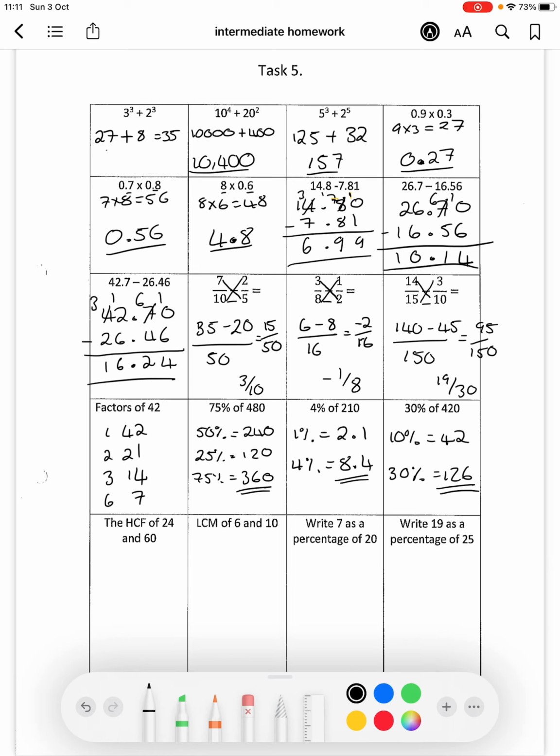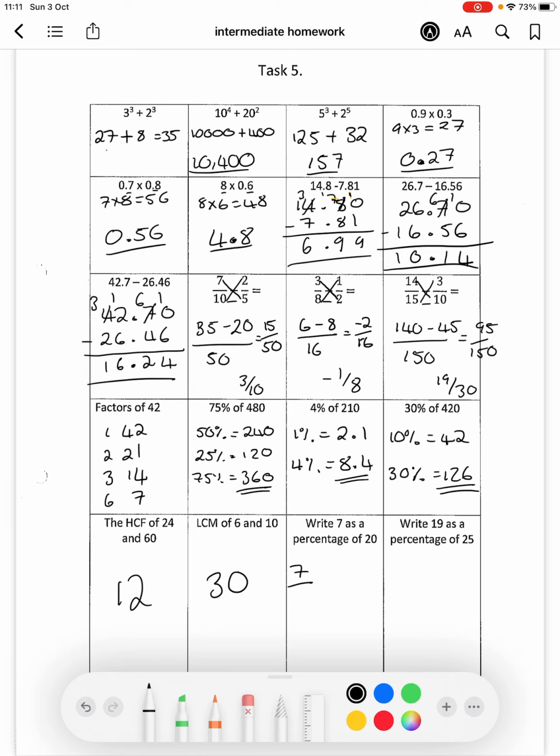Next one, highest common factor of 24 and 60. So you write your factors of 24, write your factors of 60. Biggest number in both of them is 12. Lowest common multiple of 6 and 10. You do your 6 times table, you do your 10 times table. The lowest number that is in both of them is 30.